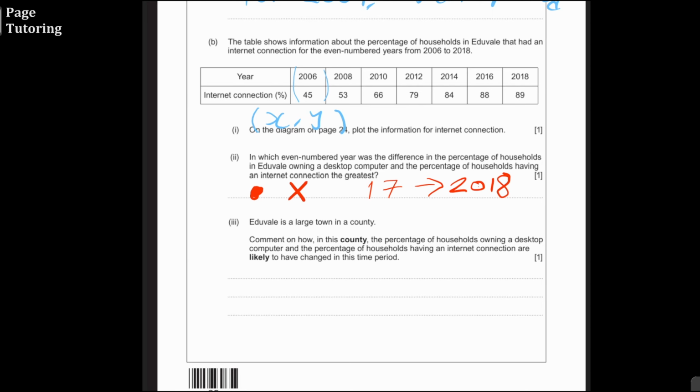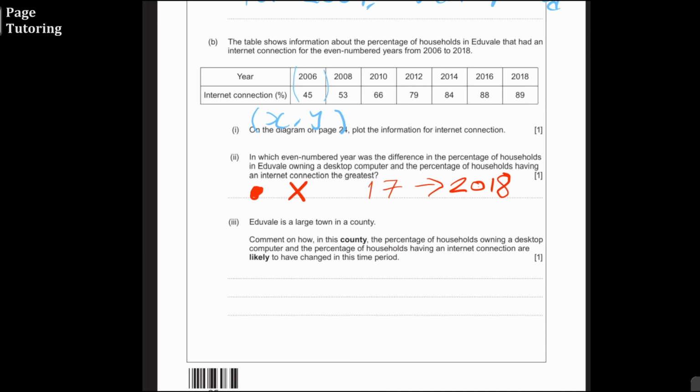Part I. Edgevale is a large town in a county. Comment on how in this county the percentage of households owning a desktop computer and the percentage of households having an internet connection are likely to have changed in this time period. So let's have a think about this question. You've been given data about Edgevale, which is a town, and it's asking, okay, this town has been recorded, but we want to know about the county.